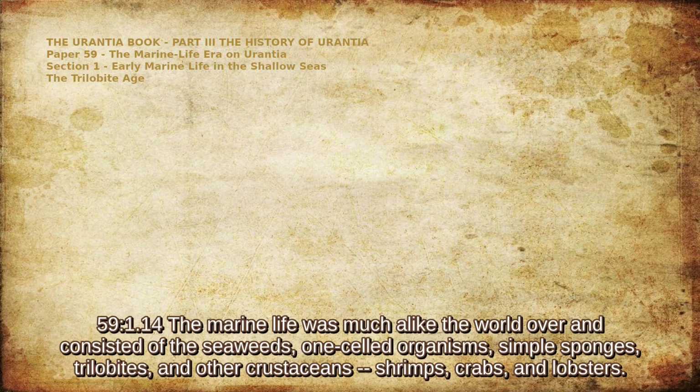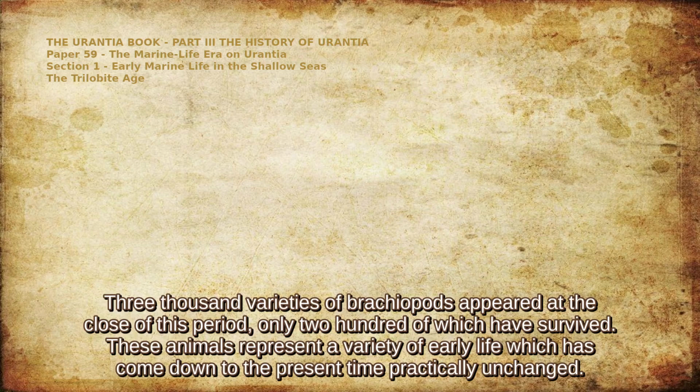The marine life was much alike the world over and consisted of the seaweeds, one-celled organisms, simple sponges, trilobites, and other crustaceans, shrimps, crabs, and lobsters. 3,000 varieties of brachiopods appeared at the close of this period, only 200 of which have survived. These animals represent a variety of early life which has come down to the present time practically unchanged.